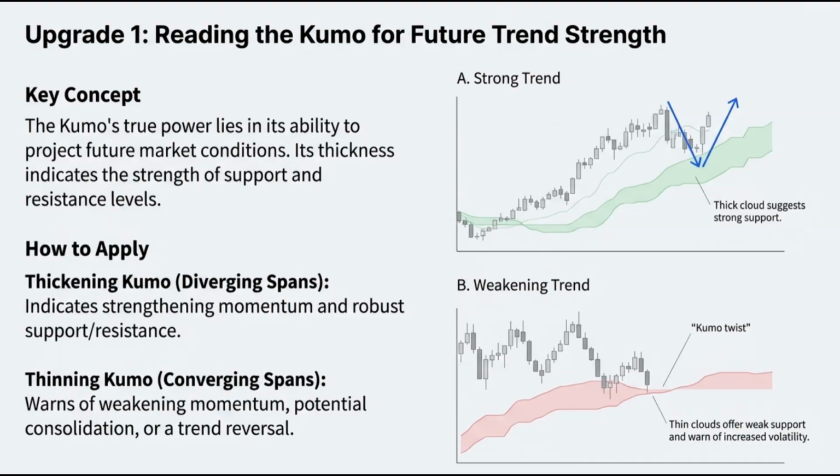Okay. A thick cloud isn't just support or resistance. Yeah. It represents deeply entrenched market conviction. It means momentum has been strong and sustained. So if the price pulls back to a thick cloud, the odds are very high it will find strong support there.